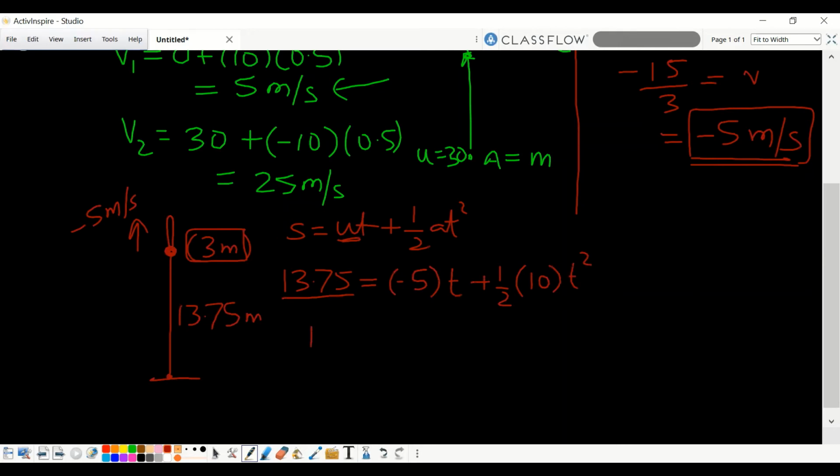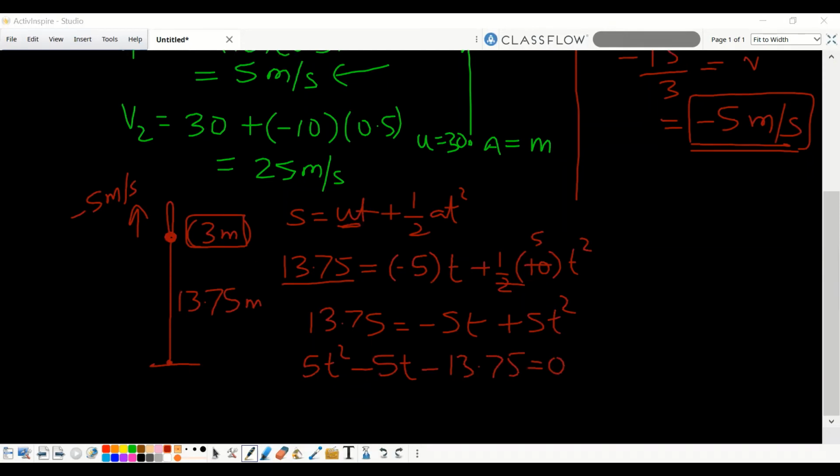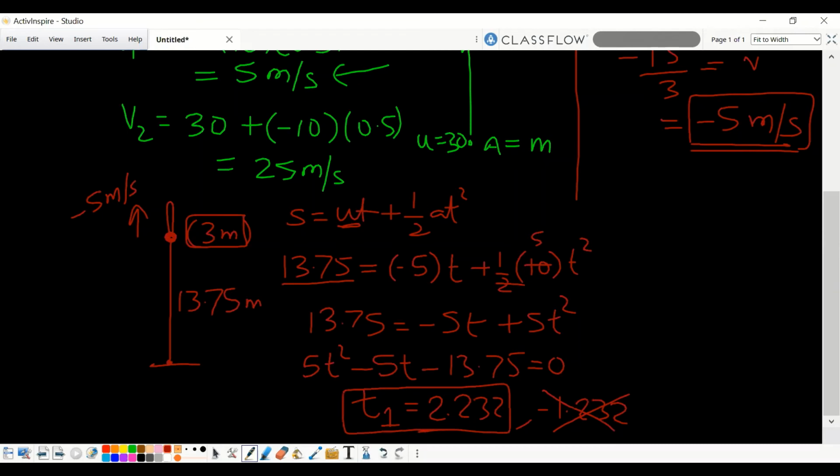So that comes up with 13.75 equal to minus 5t, this also cancels, plus 5t square. We get a quadratic here, which will be 5t square minus 5t minus 13.75 equal to 0. So using our calculator, the time I get is 2.232 and minus 1.232. For obvious reasons, we will not accept this one. So we got one of our times which they are asking us to compare finally.